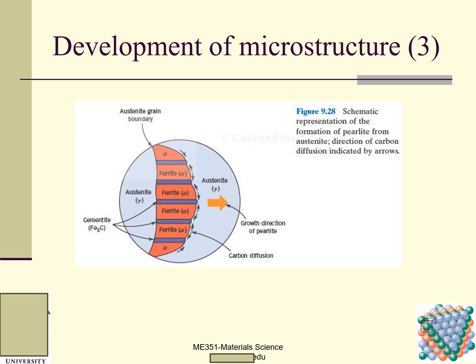As you can see, the alpha has very low carbon, and cementite has relatively high carbon. The carbon diffuses in this direction, as shown by these arrows here. So this is the growth direction of the pearlite. Any questions regarding this slide?